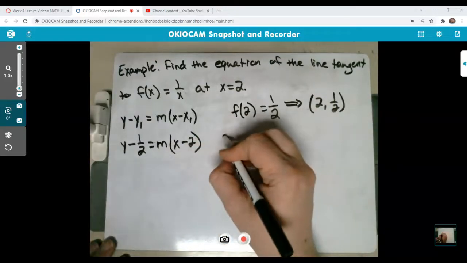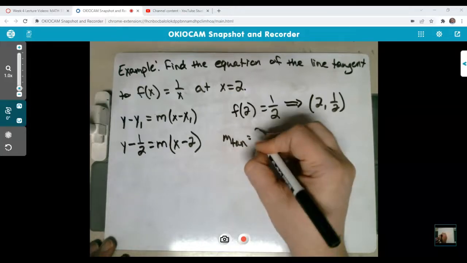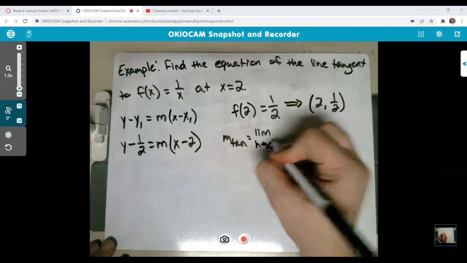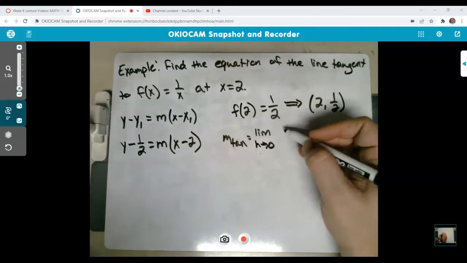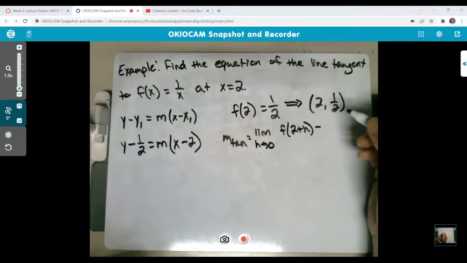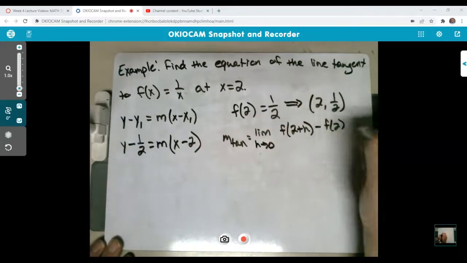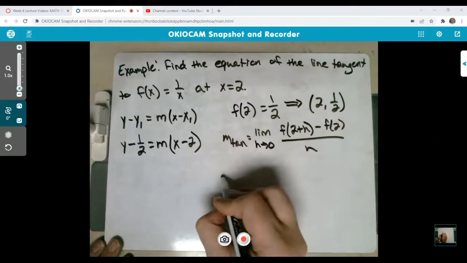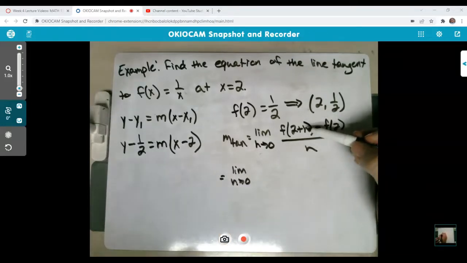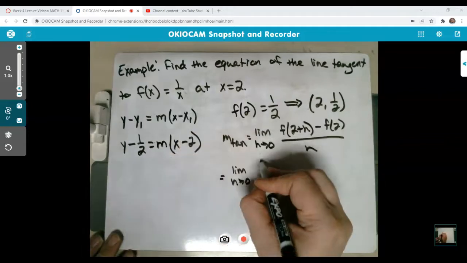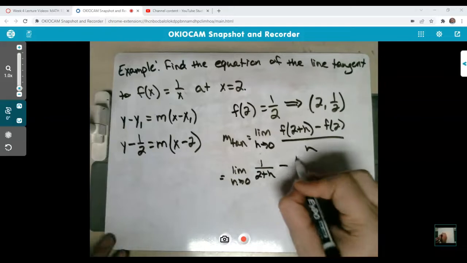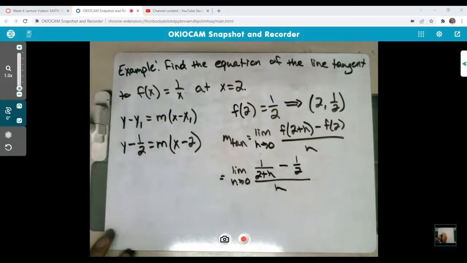To find the slope of the tangent line, that's the limit as h approaches 0 of f of x plus h, so for this one that's f of 2 plus h, minus f of x, which would be f of 2, all over h. So that's going to be the limit as h goes to 0 of f of 2 plus h, which is 1 over 2 plus h, minus f of 2, which we already said was 1/2, all over h.